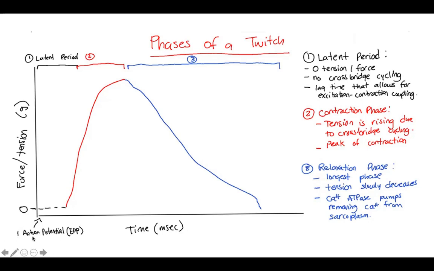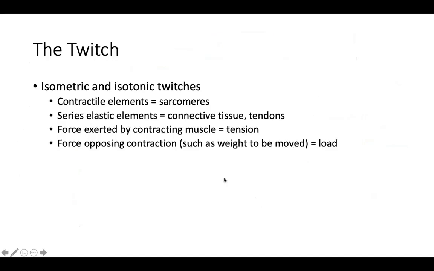I also want to point out that this is all in response to a single action potential, known on muscle as an end plate potential. So in response to a single action potential here on muscle, we have these three events, which is a single twitch. Now, there are different types of twitches. So twitches are not all made equal. There are different types of twitches depending on whether or not they can manipulate a load or not.